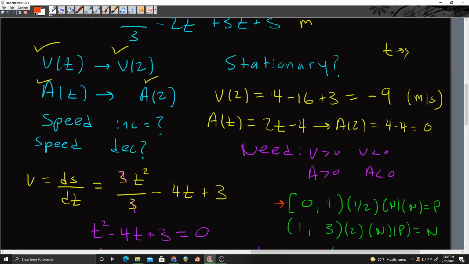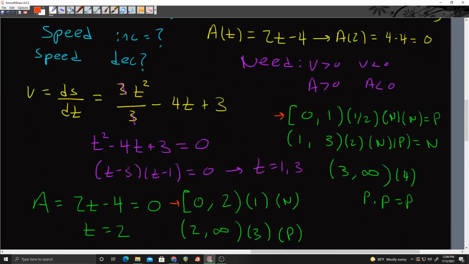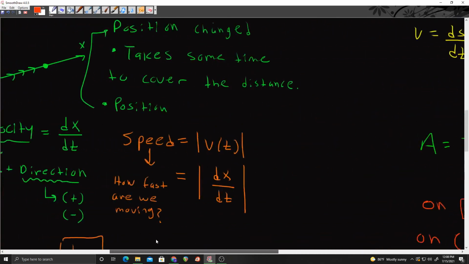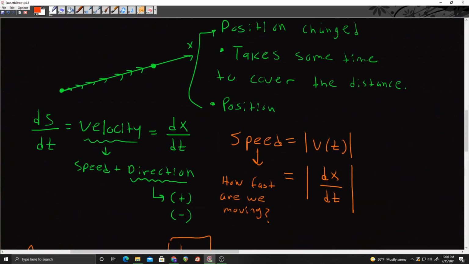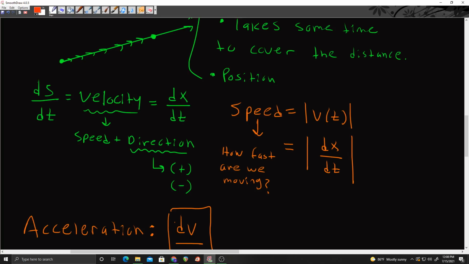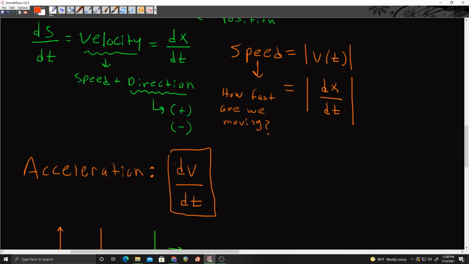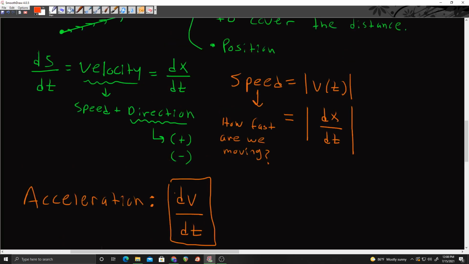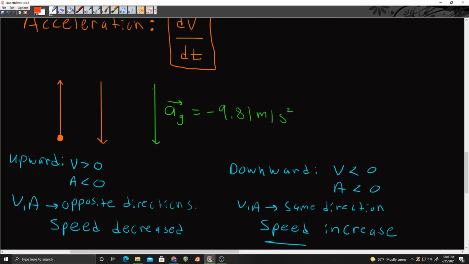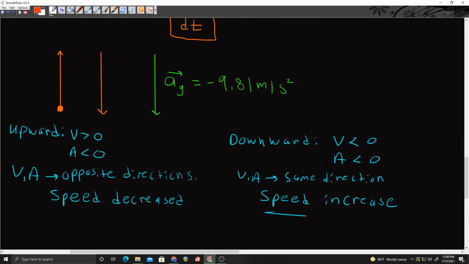So what are the big ideas here? First of all, velocity is the derivative of position. The direction in one dimension is either positive or negative. Acceleration is the derivative of velocity. Speed is the absolute value of velocity, and speed tells you how fast you're going. Speed is increasing if velocity and acceleration are in the same direction. Speed is decreasing if velocity and acceleration are in opposite directions.